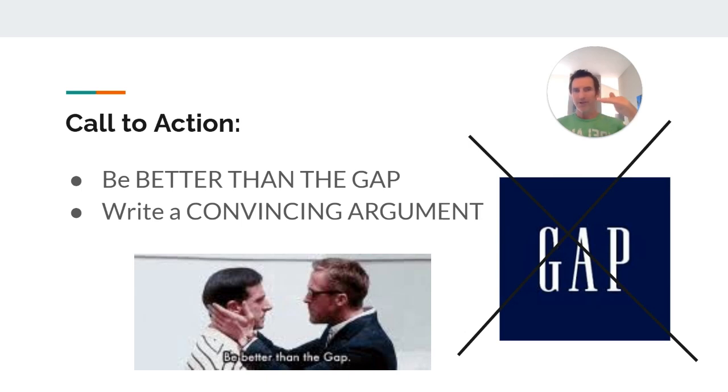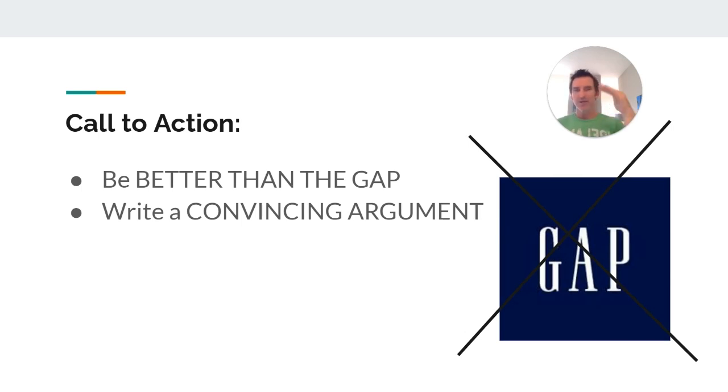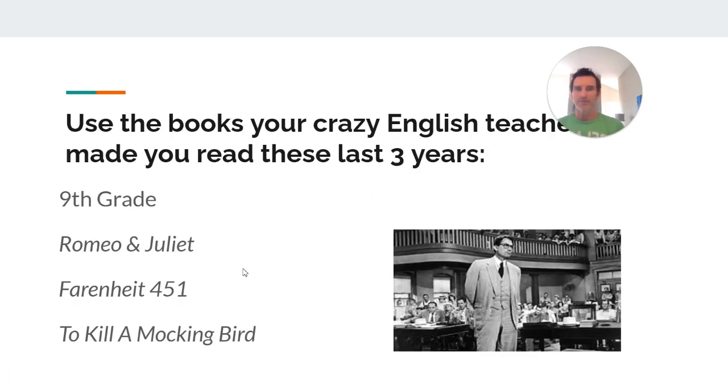A sort of gap-level argument is like, okay, here's my thesis. Okay, here's my two examples. And one is probably an invented instance that I made up as hypothetical evidence, and one is an anecdote about my little bubble. That sort of gap-level argument, you want to be better than the gap, and you want to write a convincing argument. In order to do that, you want to use BCH.